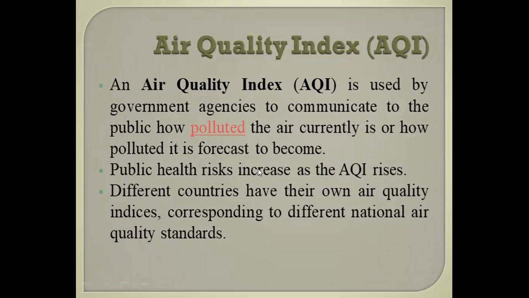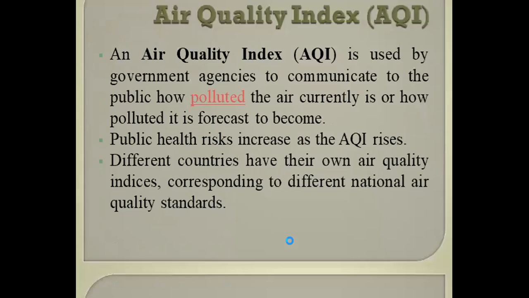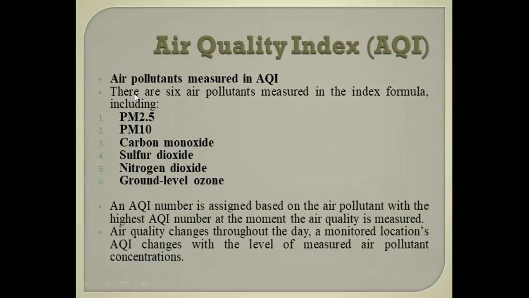Public health risk increases as the air quality index increases. Different countries have their own air quality indexes corresponding to different national air quality standards. The air quality pollutants included are mainly six pollutants measured in the formula: particulate matter 2.5, 10, carbon monoxide, sulfur dioxide, nitrogen dioxide, and ground level ozone.